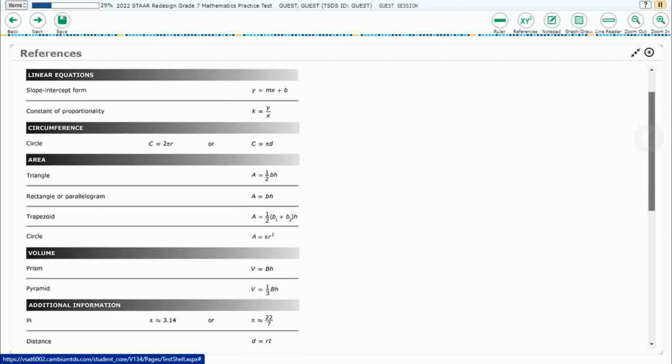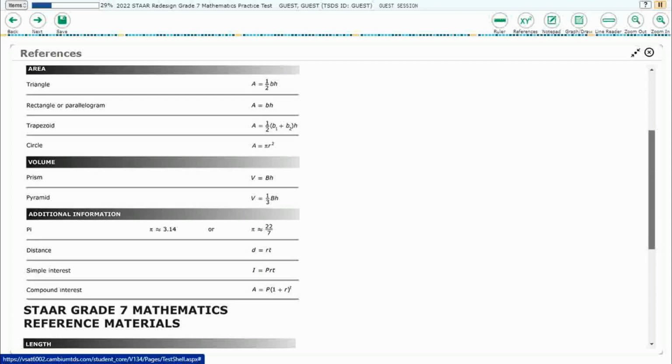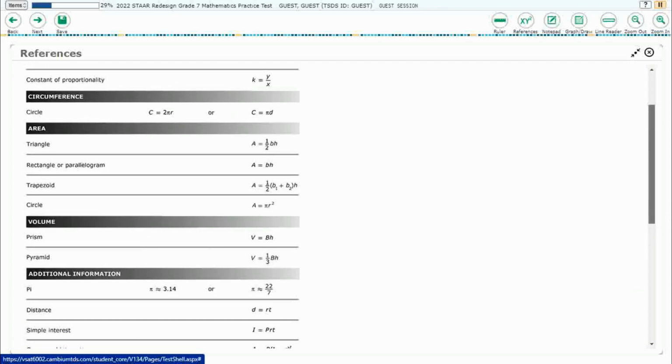If we look down here, we get additional information. We say that pi is approximately 3.14 or approximately 22 out of 7. That doesn't really help us a whole lot. And then we see pi appear with a circle. We've got a circumference, 2 pi r, or the circumference is pi times the diameter. You know what? We might be able to use that right there. Look at that. Circumference equals pi times diameter.